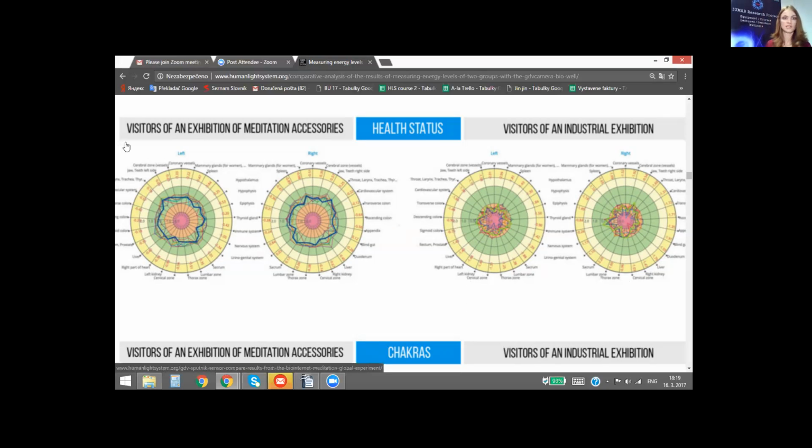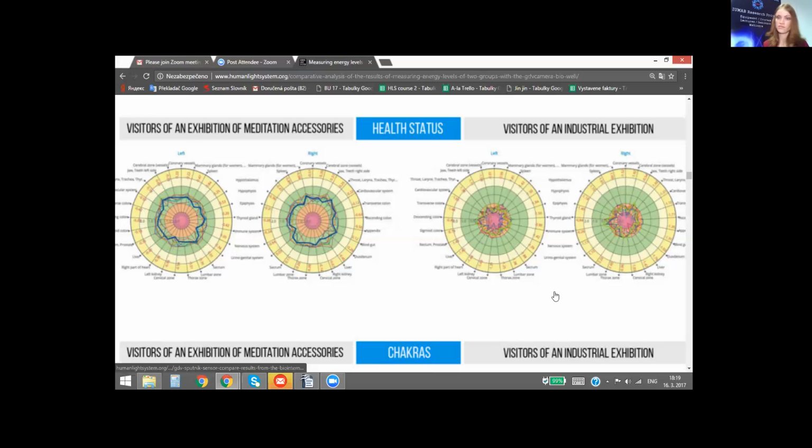So here you can see the health status and the energy reserves of the exhibitions. On the left, it is the meditation accessory exhibition, and on the right, it is the industrial one. So you can see that the majority of participants of the meditation accessories exhibition have a very good level of health state and a good level of energy reserves. Actually, it's almost ideal. It is close to the level of the titanium cylinder. So it is just somewhere in the middle of the green zone. And as I have told you, it is the average result.